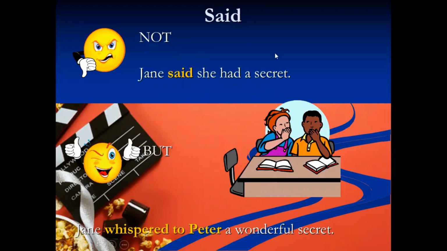Jane said she had a secret versus Jane whispered to Peter. Okay, so said and whispered, they are synonyms. It's very important, and I'll provide you with a list of synonyms that you can use, and of course said will be a part of that list. It's very important, students, that when you're writing your essay, that you use different words that mean the same as said. So whispered, stated, shouted, etc. Okay, so you want to vary your words.